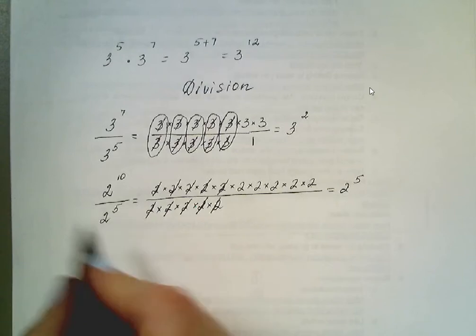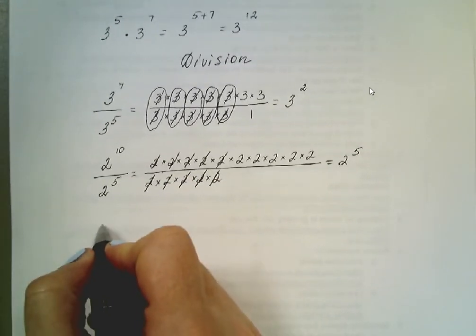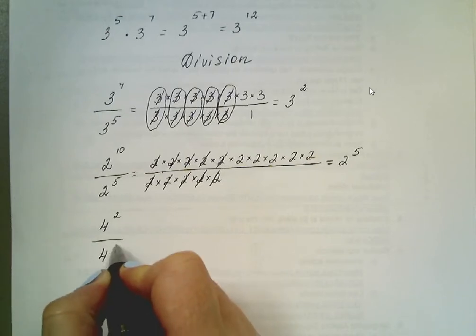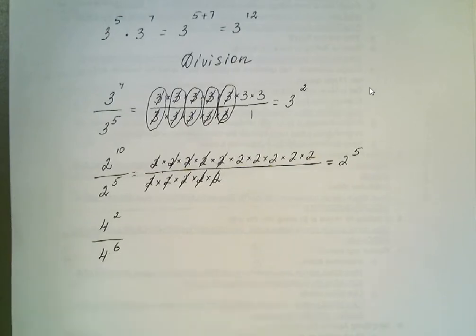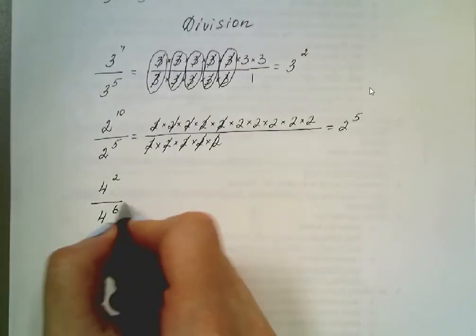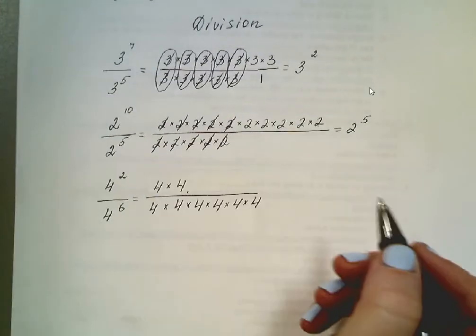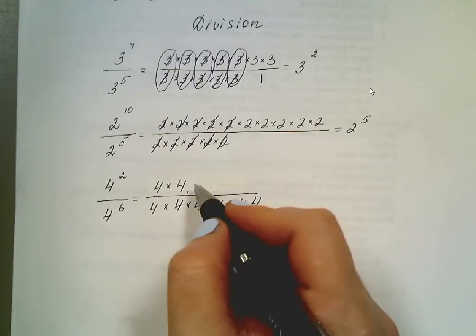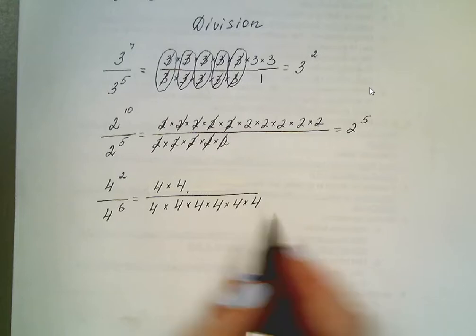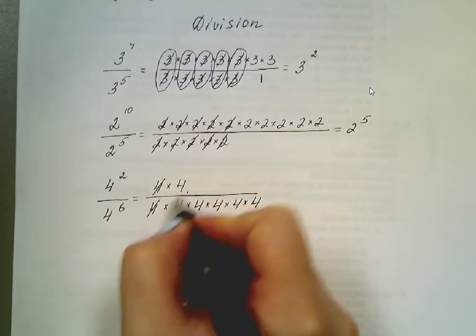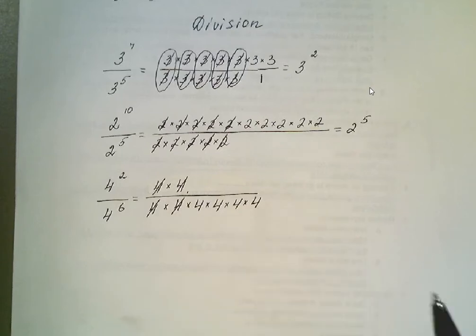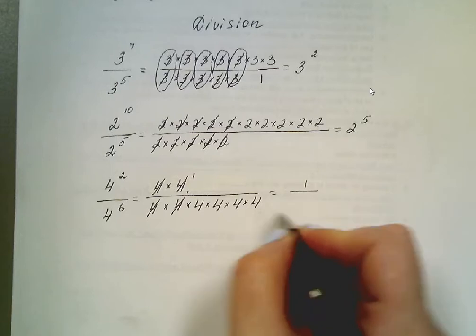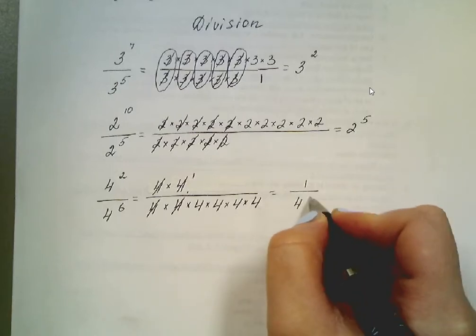Let's try one more. Let's do 4 to the 2nd divided by 4 to the 6th. Okay, again, I'm going to rewrite it in expanded form. All right, so this is 4 to the 2nd divided by 4 to the 6th. And again, I can simplify my pairs that make 1. What I have left is 1 over 4 to the 4th.